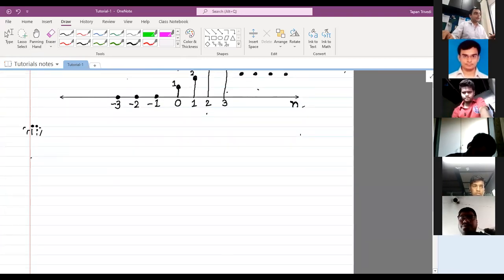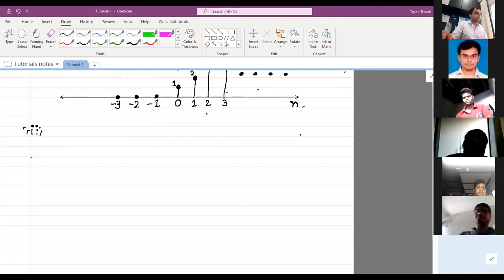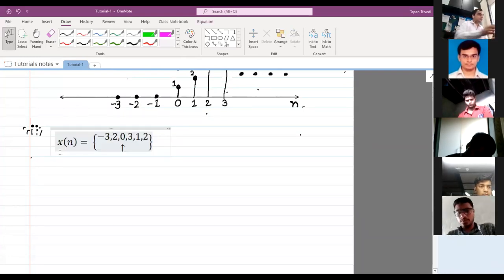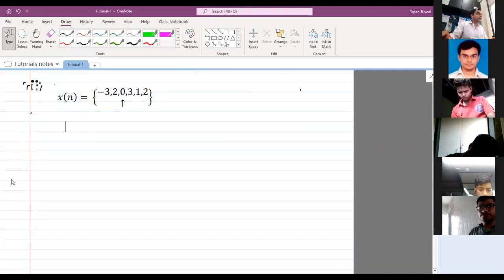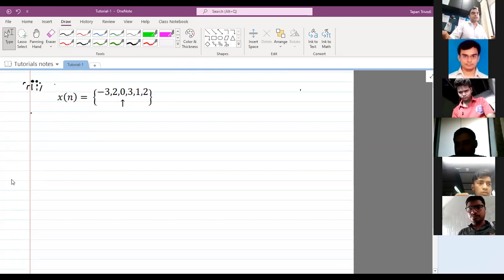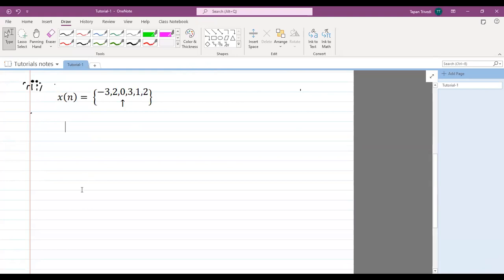ओके. अभी सेकंड नंबर जो है, that is x of n is equal to -3, 2, 0, 3, 1, 2. Okay. So how will you draw it? First of all, draw the x-axis carefully.